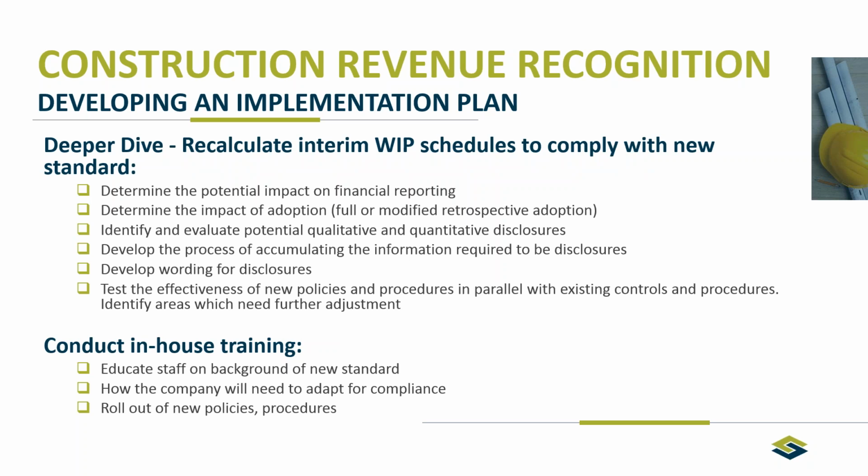Now as we get towards the end, at this point we should probably be in the summer or the fall. And at this point, I think we take a deeper dive and take a WIP schedule from an interim period and actually apply the new standards to this interim period. And this is an important part, because this is where you're really going to determine the potential impact on the financial reporting. You're going to determine the impact of the adoption method. Does it make sense to go with the full or modified approach?